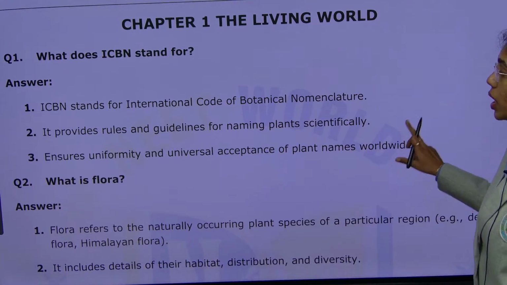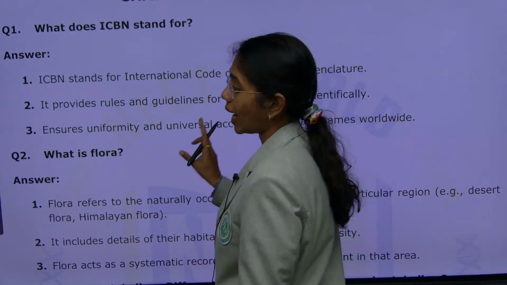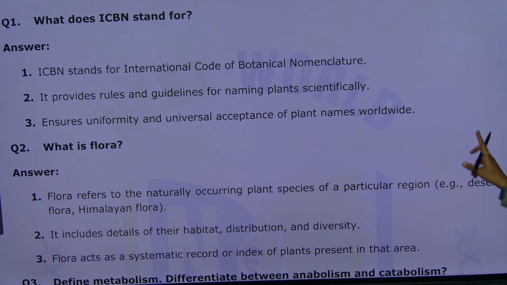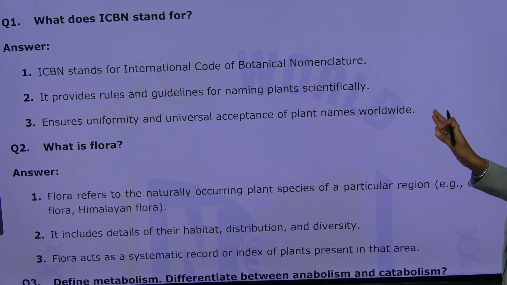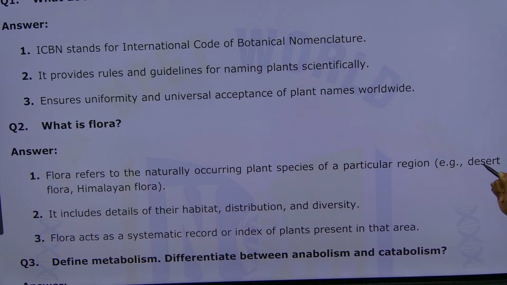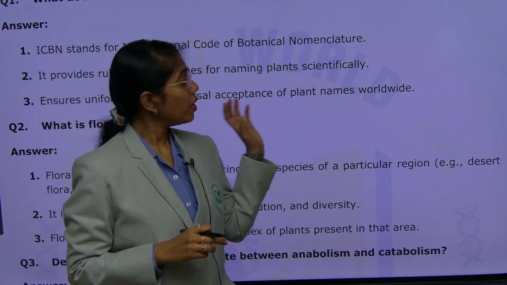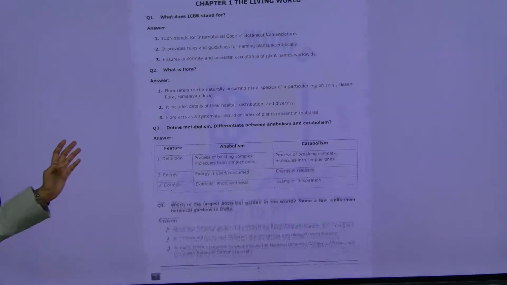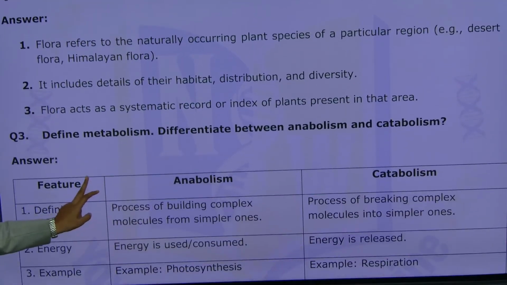First in Living World, it is about nomenclature. What does ICBN stand for? ICBN stands for International Code of Botanical Nomenclature. It provides rules and guidelines for naming plants scientifically. This ensures uniformity and universal acceptance of plant names worldwide. Whichever VSAQ you are attempting, give a strong 3 to 4 points in an accurate way. That will be more than enough. Your answer should be very accurate for a 2 marks question.